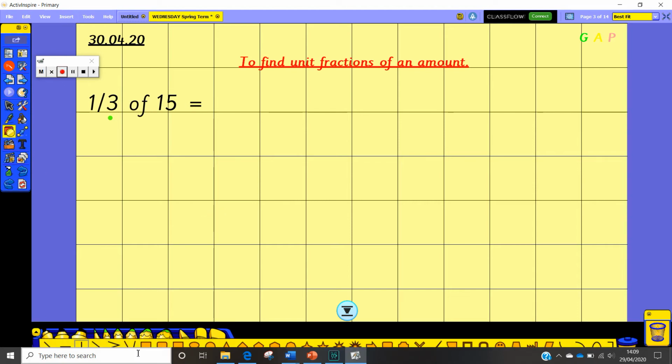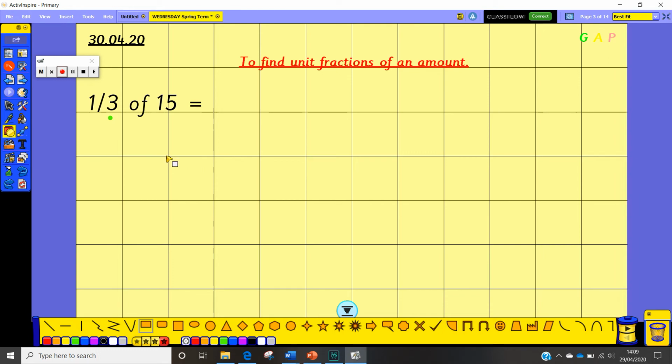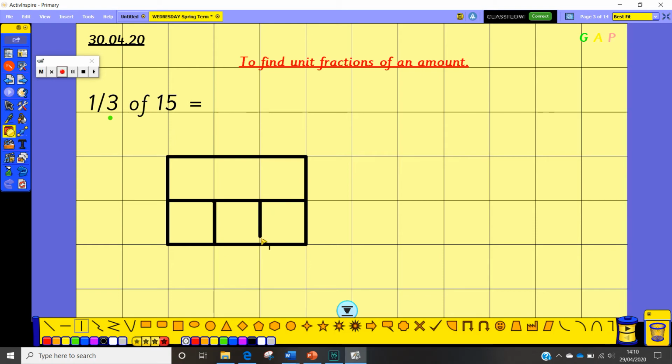So my next job is to draw my bar model. So because it is a third, I need to go 3 boxes across and 2 boxes down. I then need to separate my bar in half, so I have got my whole number at the top and my fractions for my thirds at the bottom here. So I'm just going to split those up. So my bar is now ready to use.